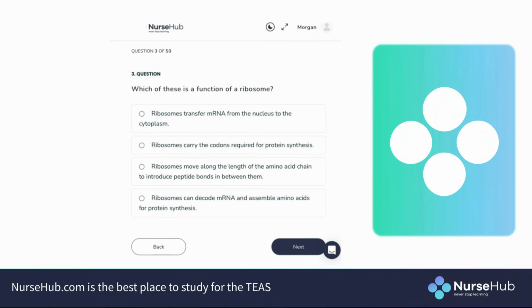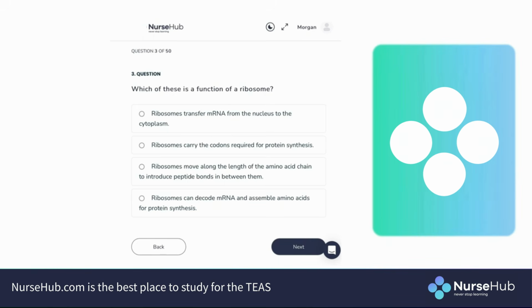Question number 3 asks, which of these is a function of a ribosome? 1. Ribosomes can transfer mRNA from the nucleus to the cytoplasm. Ribosomes carry the codons required for protein synthesis. Ribosomes move along the length of the amino acid chain and introduce peptide bonds in between them. Or is it the last one? Ribosomes can decode mRNA and assemble amino acids for protein synthesis.